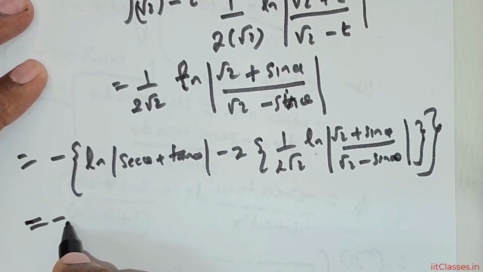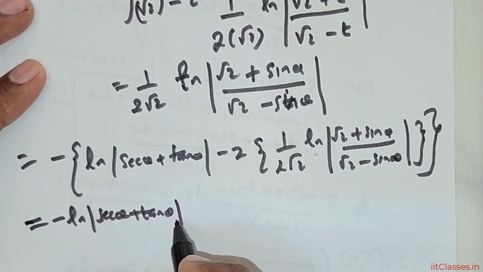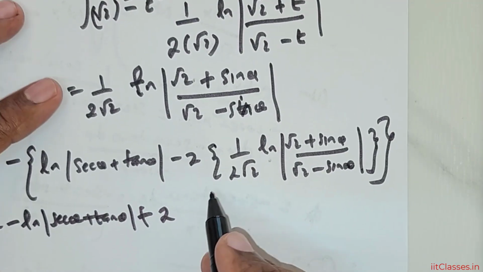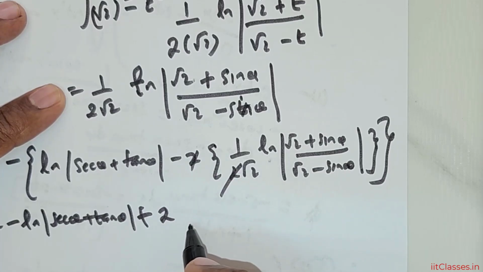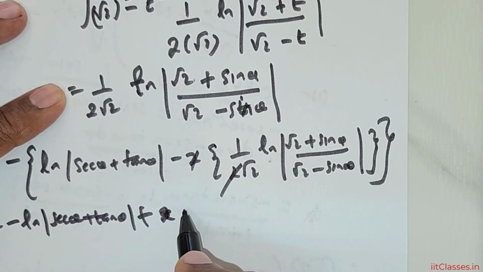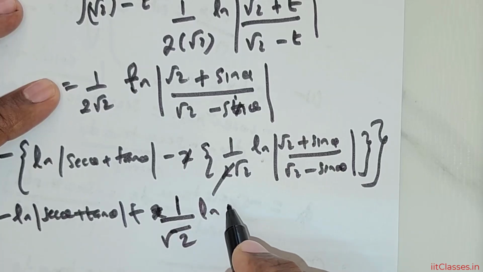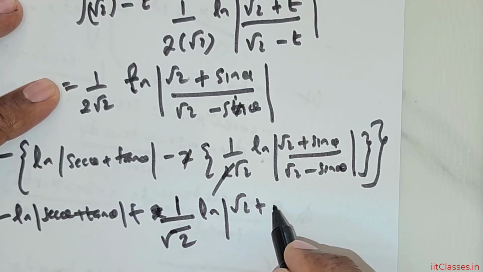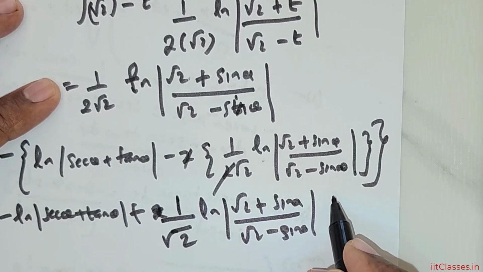Now distribute this negative sign. So this is going to be negative ln modulus secant theta positive tan theta positive, and this 2 and this 2 can be cancelled, right? So you're going to have 1 over root 2. I will rewrite it again. 1 over root 2 times ln modulus of root of 2 positive sin theta divided by root of 2 negative sin theta. Now this is what you got.